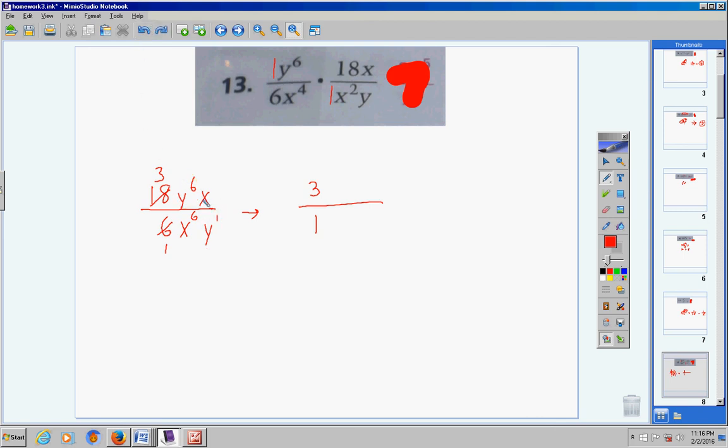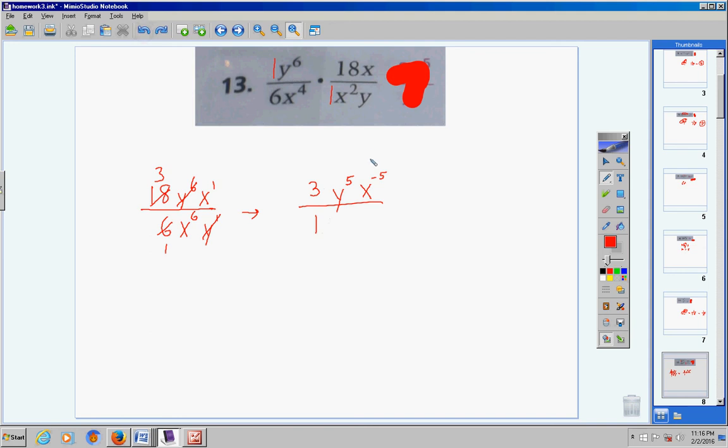Now, when you're dividing like bases, y and y, you write the like base once up top, and you take 6 minus 1, which would be 5. Now let's move on to our x's. We have x to the 1. We're dividing like bases. Write the like base once. 1 minus 6 is negative 5. Now, we're almost done, but we don't want a negative exponent. Don't move this. This has a positive 5. Don't move this. This has a positive 1. Don't move this. This has a positive 1.